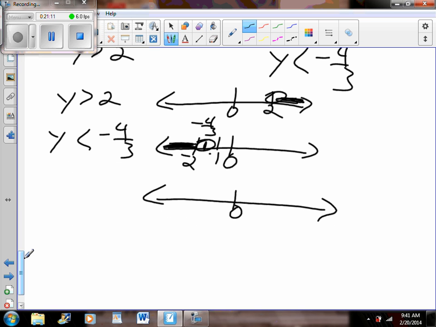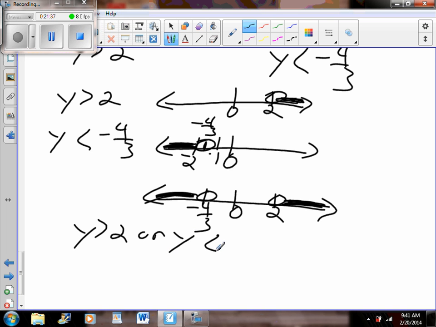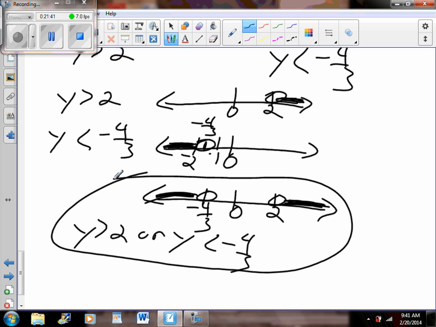So my final graph, I'm going to make a slash, select the origin, and call that negative 4/3. Graphing the solution set on one number line is going to look like this. And the way you would write your answer, and the order doesn't necessarily matter, is y greater than 2 or y less than negative 4/3.